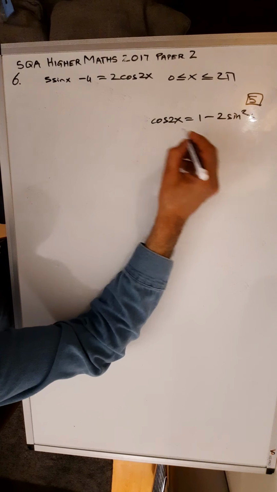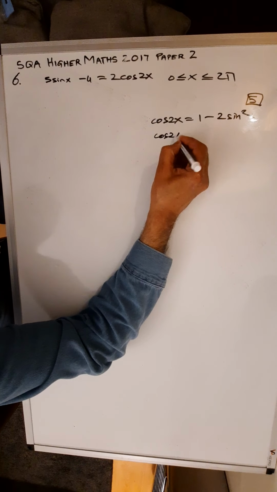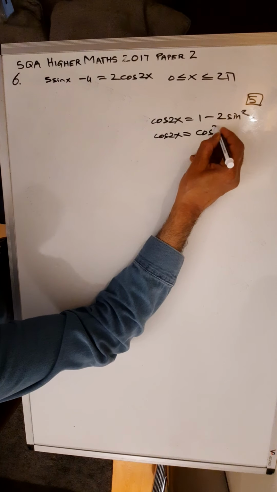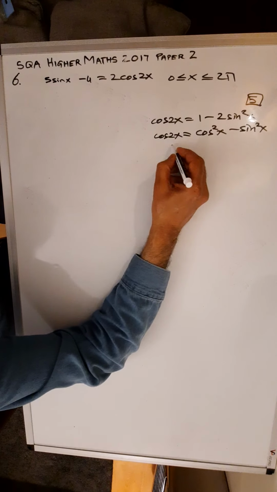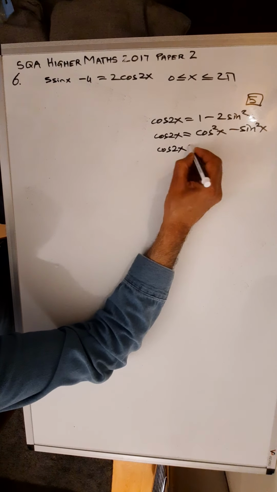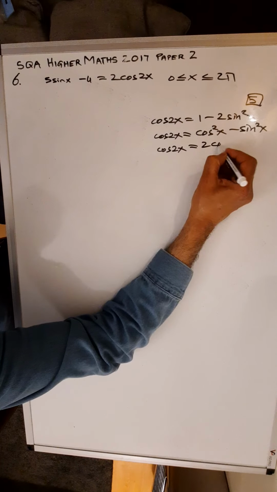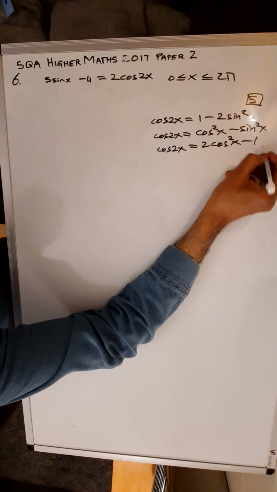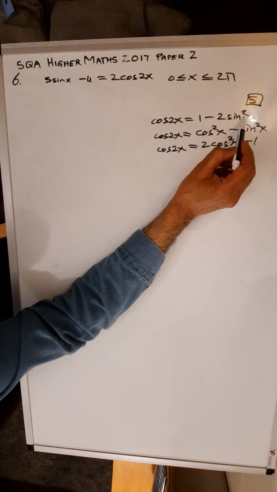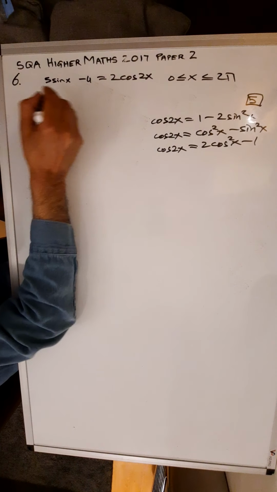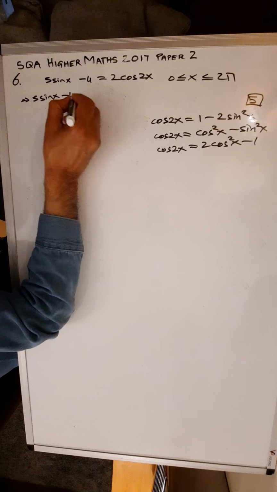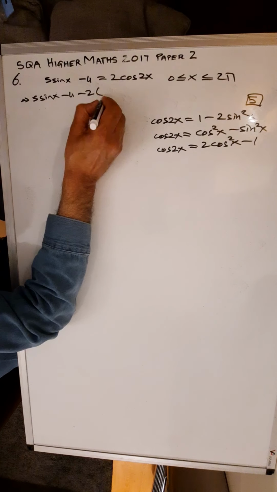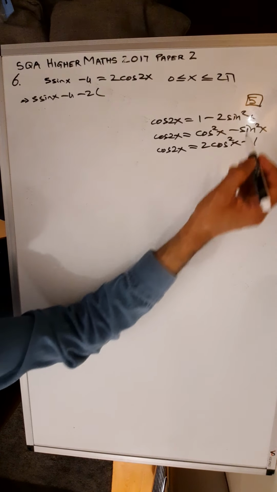That's the one you're going to use. There's also cos 2x is equal to cos squared x minus sin squared x. There is also cos 2x is equal to 2 cos squared x minus 1. Because this is the only one which just has sin, that's the one you have to use here. So you've got 5 sin x there.